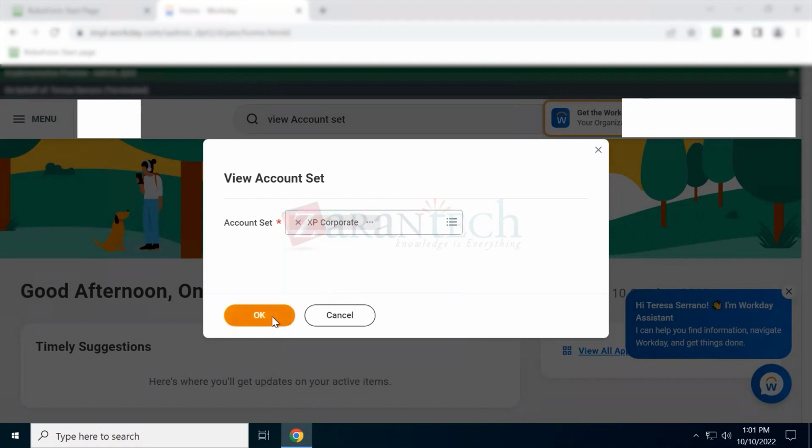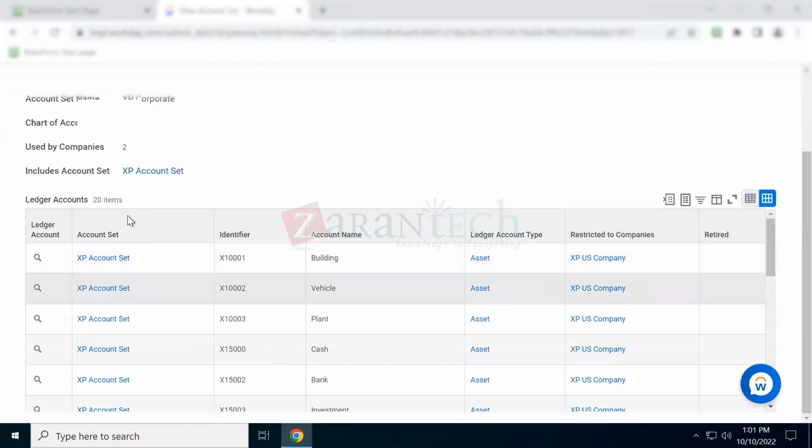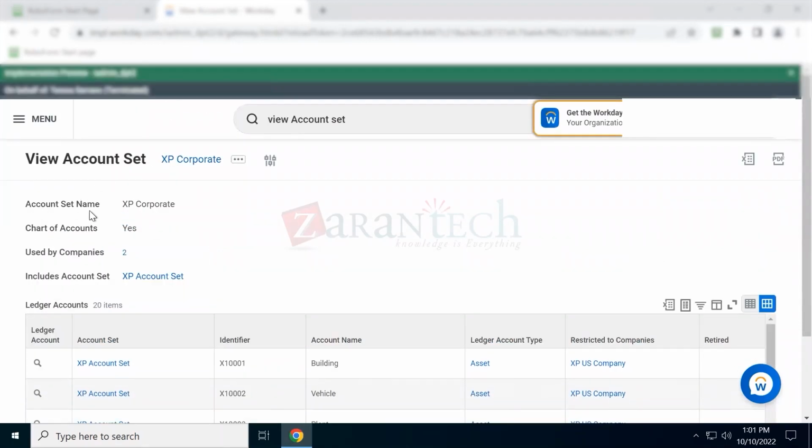For example, corporate that I have just opened up. This is one of the batches that I have delivered. XP is there. So here you can see account set name, that is XP corporate. Chart of accounts, yes, it is. Currently 2 companies are using it, and include account set. This is my account set already collected there.